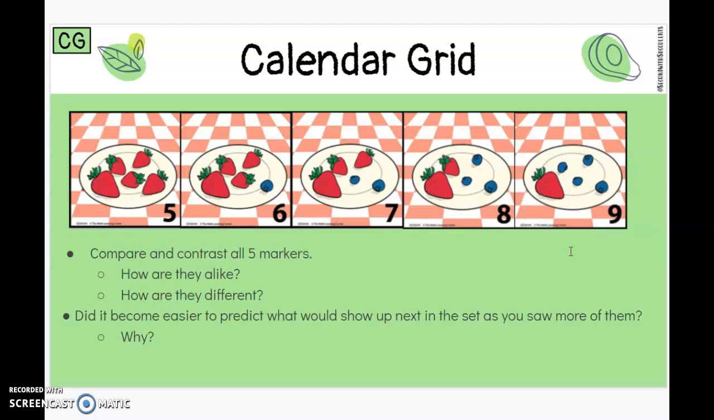If it became easier and you're showing a thumbs up, think about why it might have become easier. You may have been thinking about our set as a pattern. We are taking away 1 strawberry every time and replacing it with a blueberry. We're adding 1 more blueberry and taking away 1 strawberry as we go. Knowing that made it a little bit easier, didn't it?